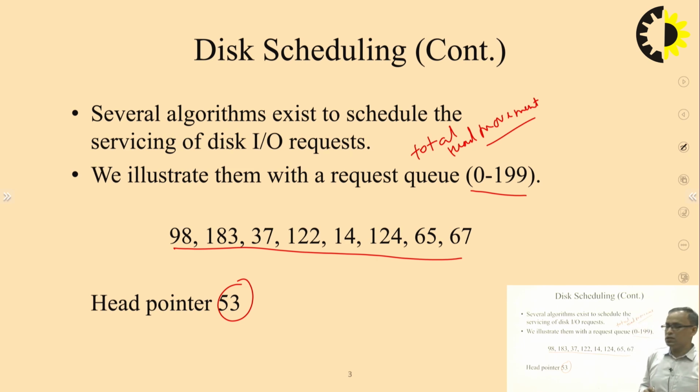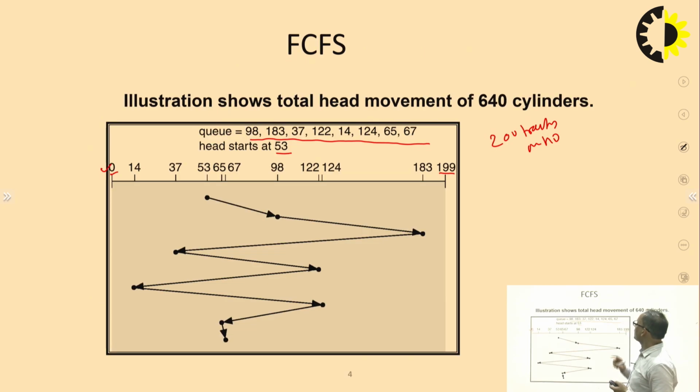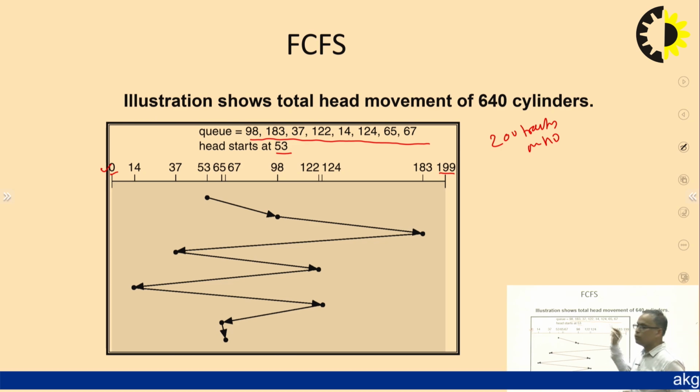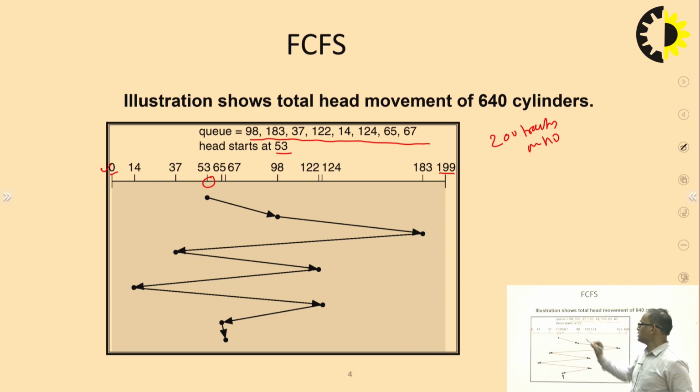To solve such problems, different disk scheduling algorithms are used. This is the queue of input output requests. At first we will mark all the input output requests along a line. This is the innermost track 0, this is the outermost track 199, and we have marked here the current position of the read write head, and all the input output requests are marked in increasing order.